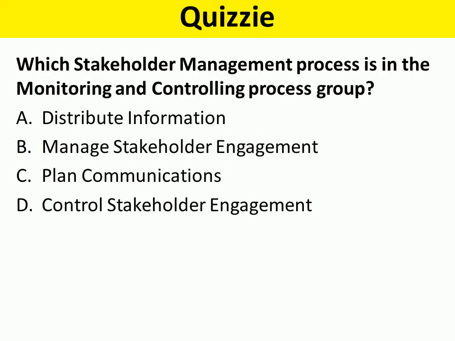Last question. Which stakeholder management process is in the monitoring and controlling process group? This is just a knowledge-based question. So in monitoring and control, what you look for is the word control. Whether it be control scope, control time, control quality, control stakeholder engagement, control risk. Those are under the monitoring and control process group. So if you said D, control stakeholder management, then you are right.